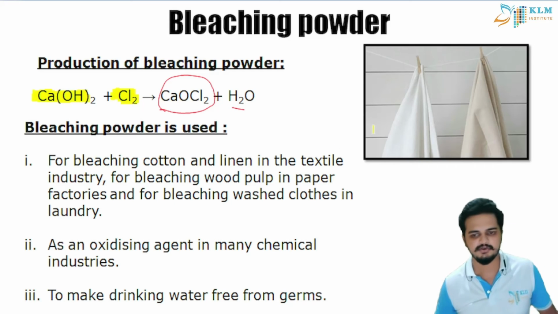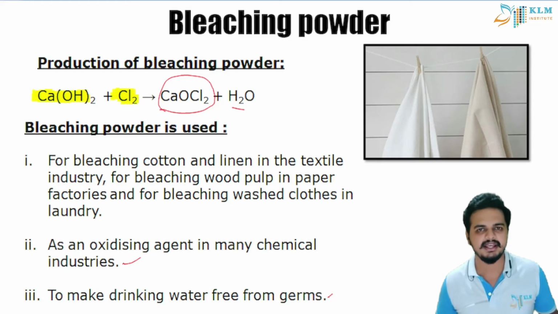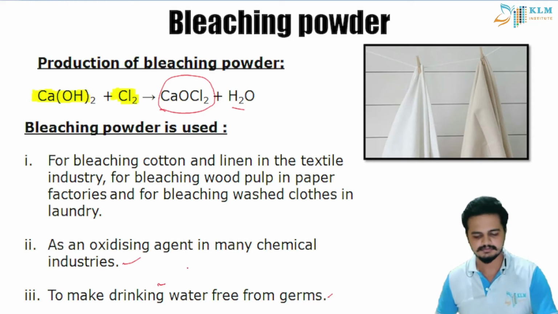We use it for bleaching of cotton and linen, and we use it as an oxidizing agent in many chemical industries, and to make drinking water free from germs. We used to use that, but some studies show that in excess it is very harmful for us. So we are reducing the use of bleaching powder in drinking water.